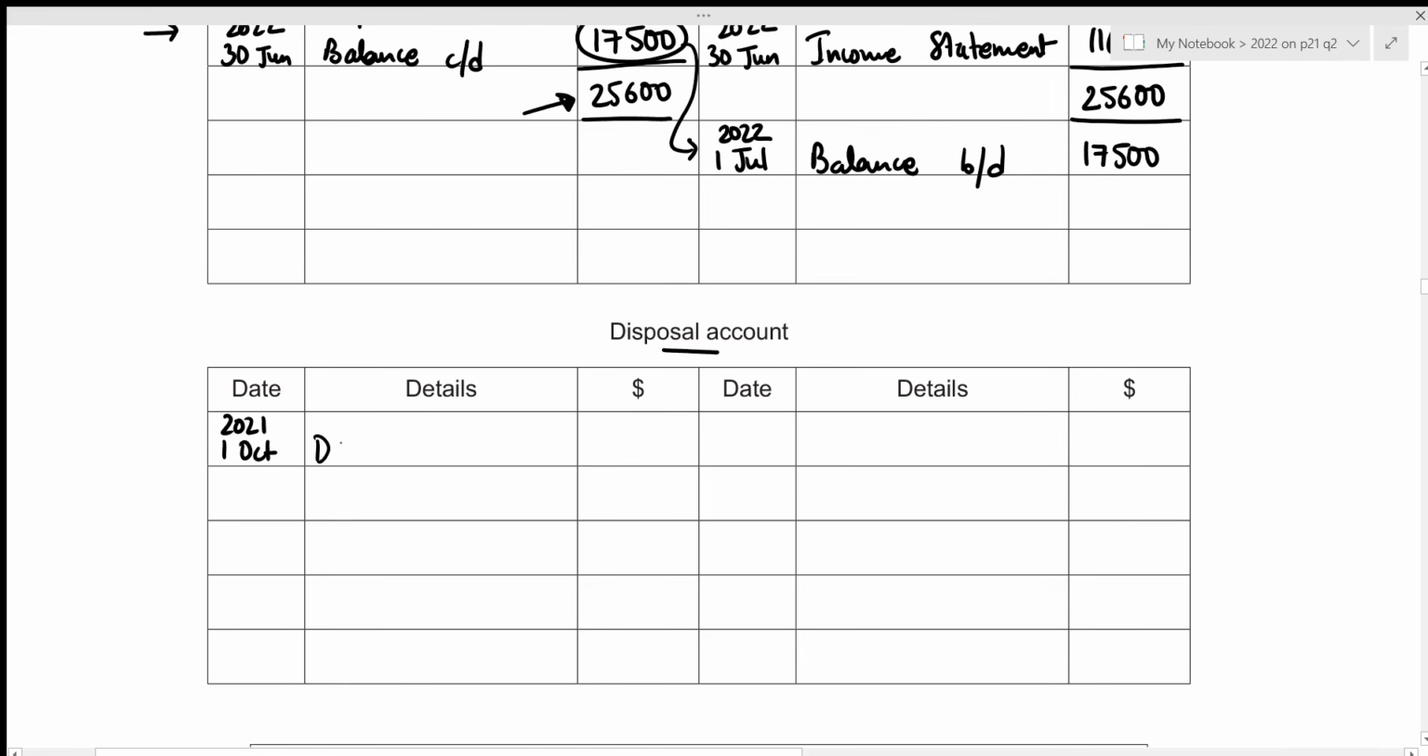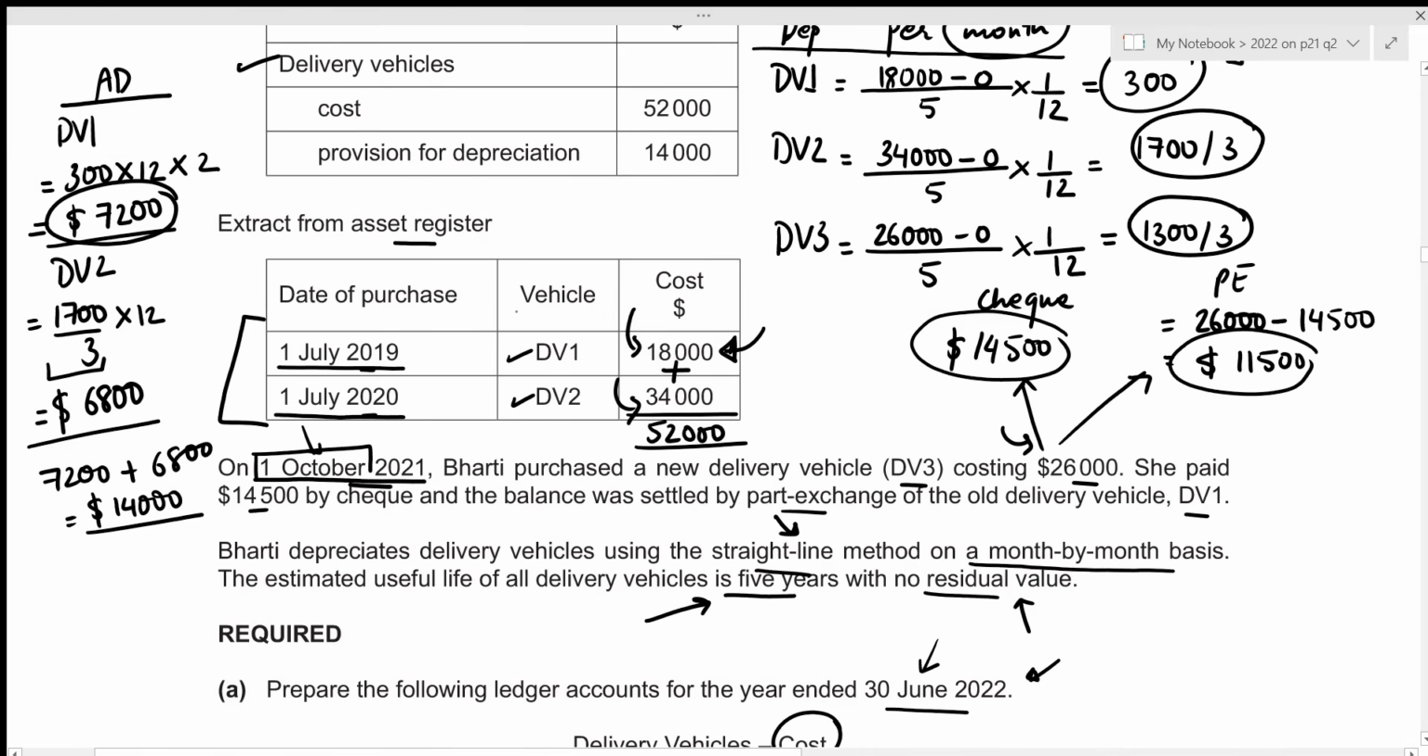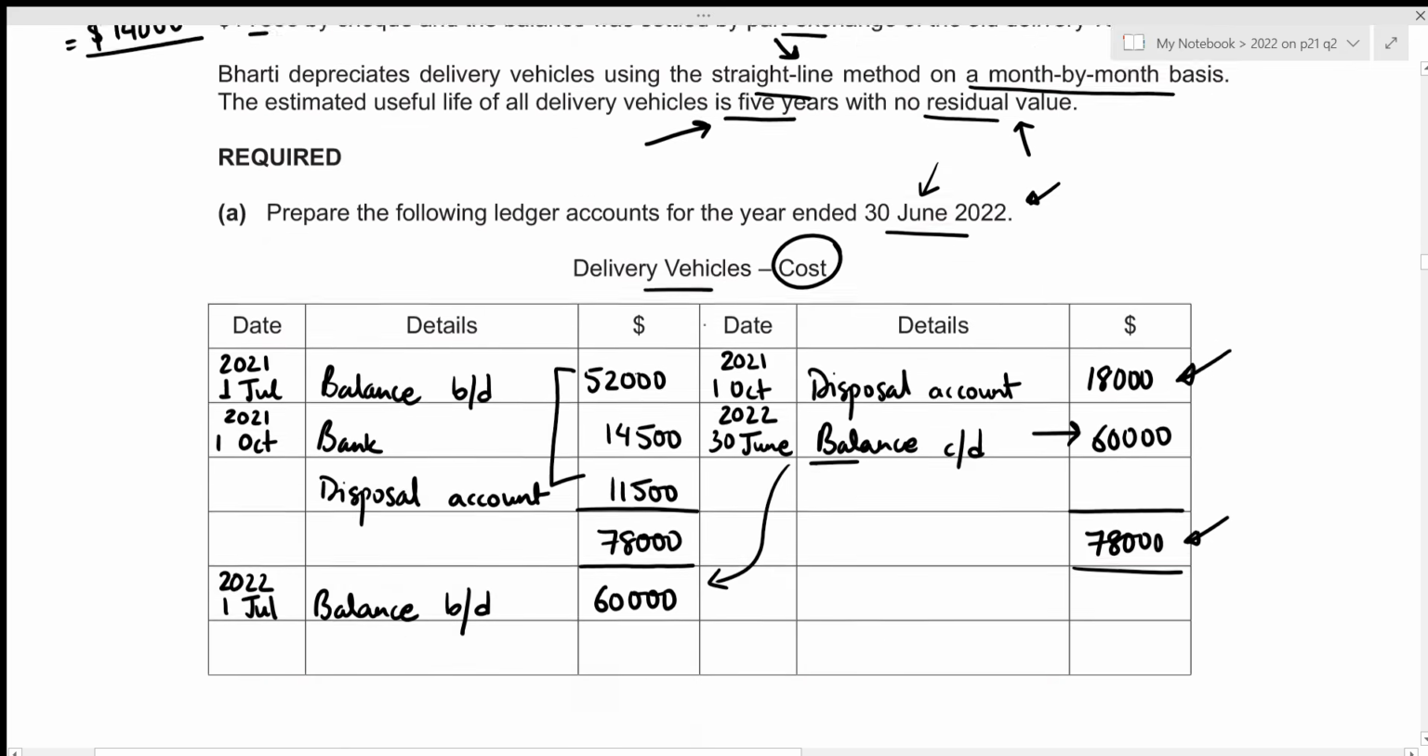We're recording the delivery vehicle cost. Let's have a look above. We can see that the cost of the delivery vehicle 1 is 18,000, so we need to record it in our ledger. Let's do that.